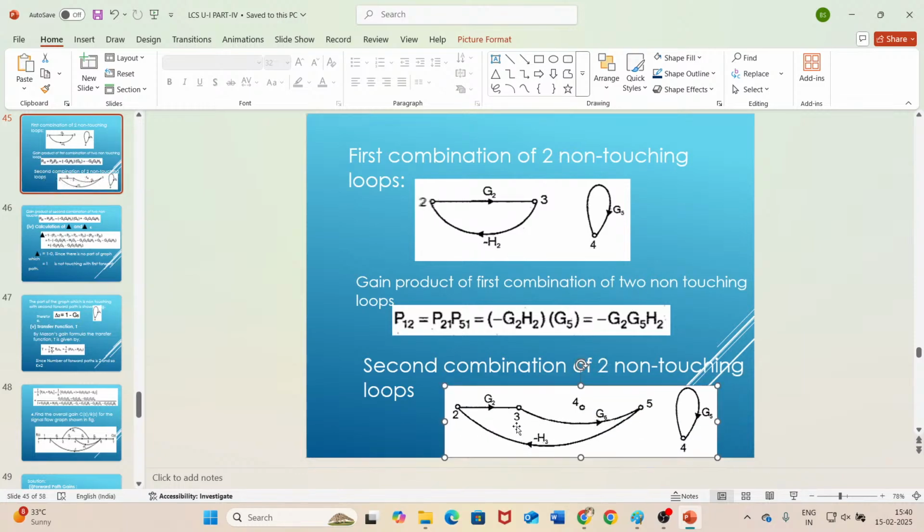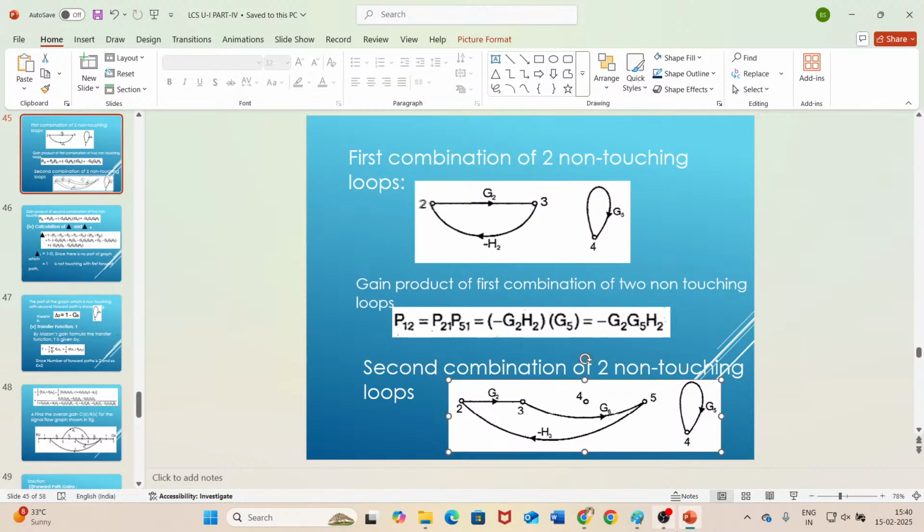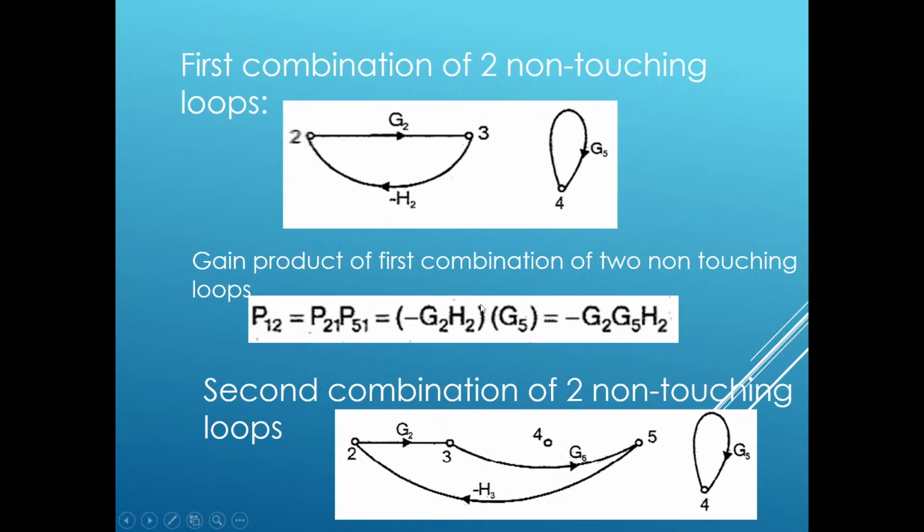So these two are non-touching. So let us determine the gain of this. What is the gain of this? G2 minus H3, G6. No, is this G6 or G5? It's G6 only, not G5.